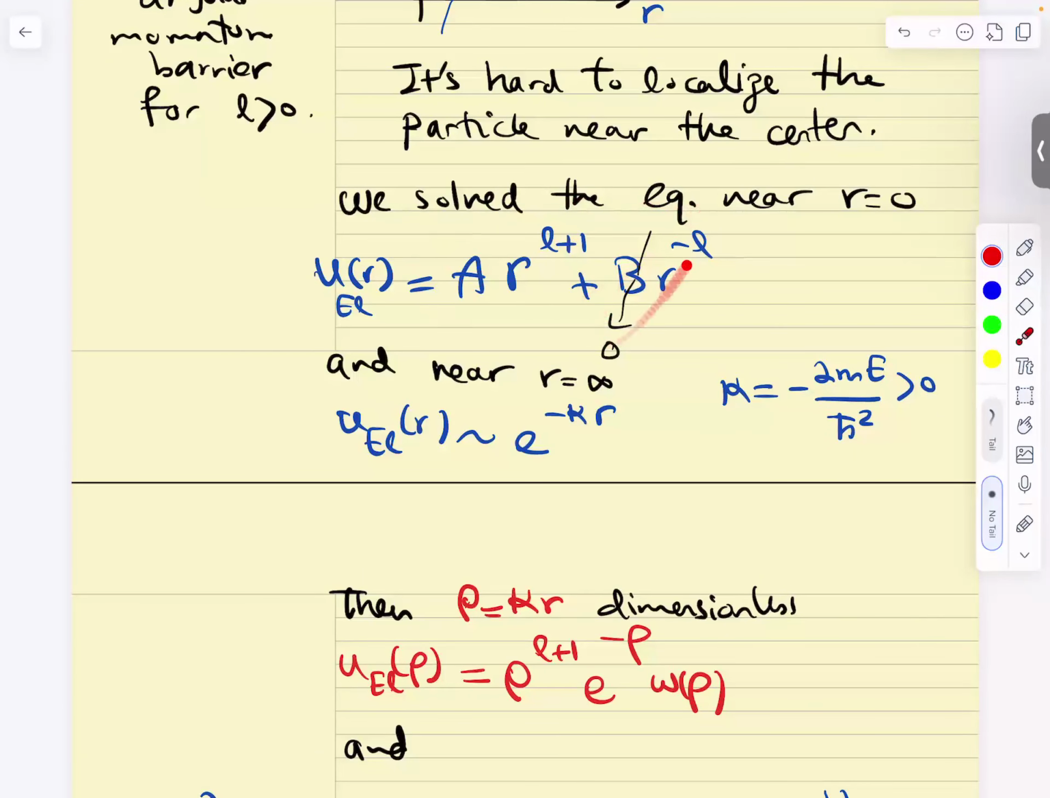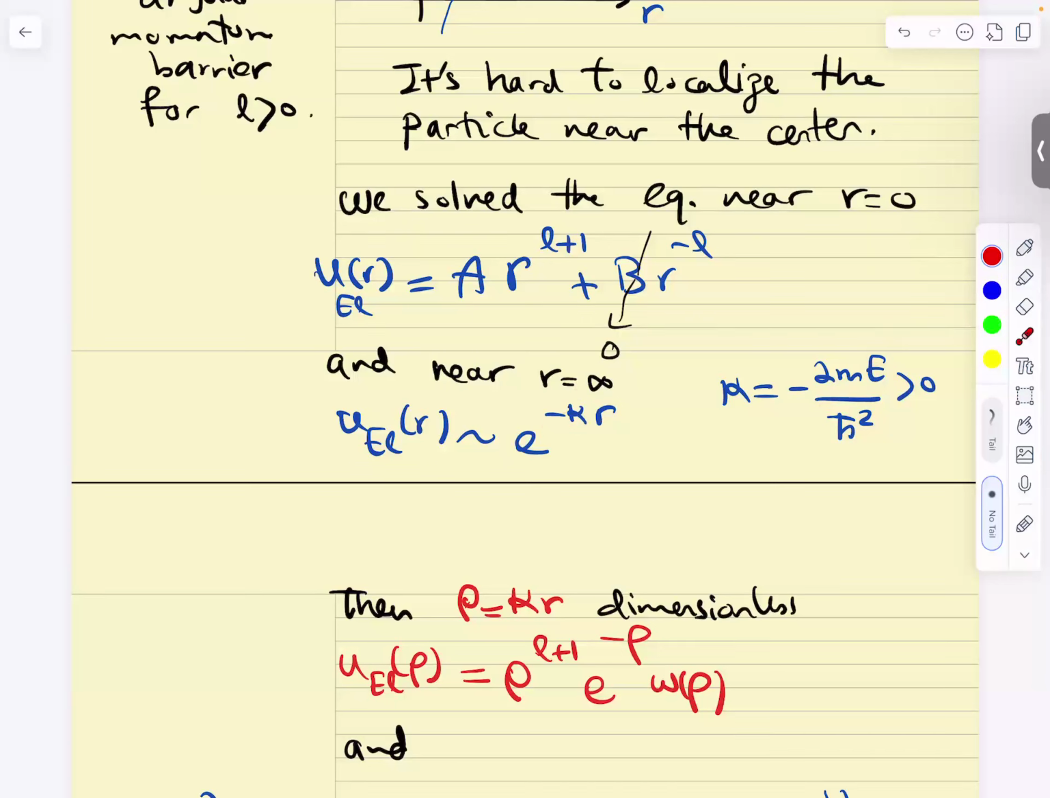Okay, so b has to be 0, so the behavior of the wave function near the center is r to the power of l plus 1. Near infinity, we saw that the wave function will have to decay exponentially fast, and we call the coefficient that sits here kappa. Kappa is minus 2mE over h bar squared. E is negative because we're talking about bound states. Otherwise, you will have scattering modes.